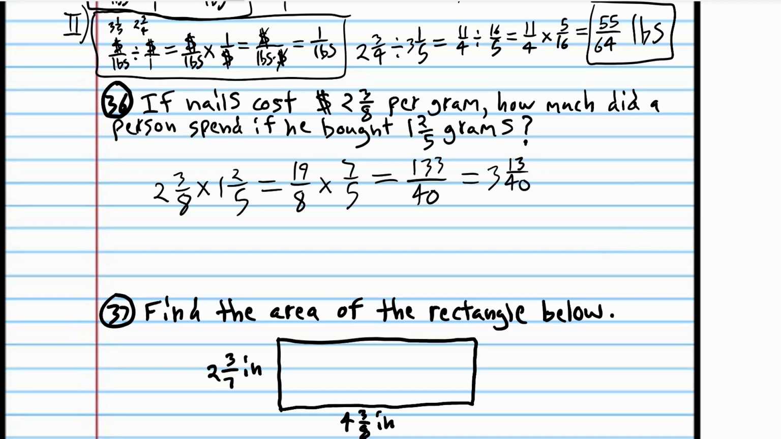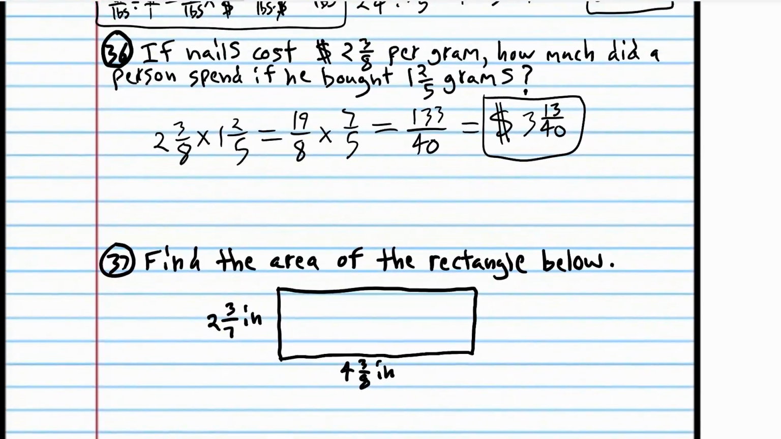And just rewrite the denominator. Now at that point, we're not done, because we haven't written the units. How much did he spend? So we want dollars. So we can spell out the word dollars, or we can just move this over and put the dollar sign in front. That's how much he spent.